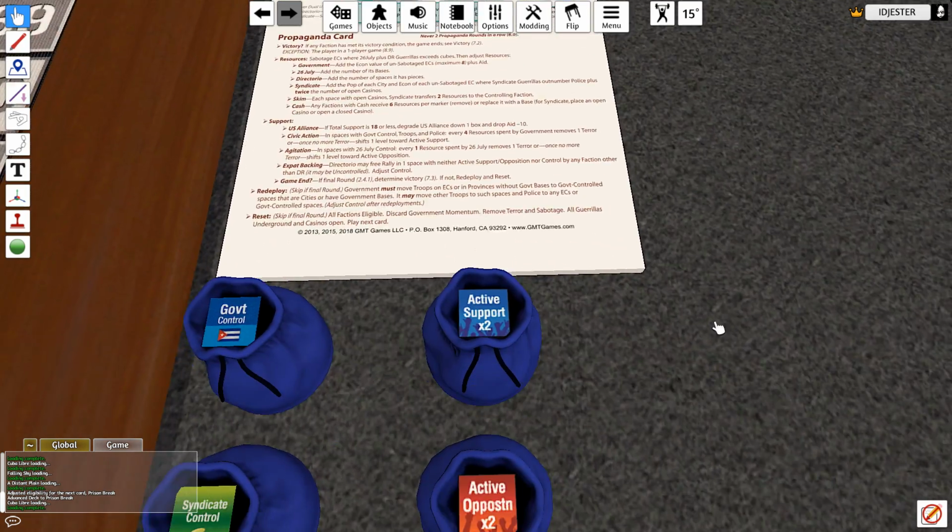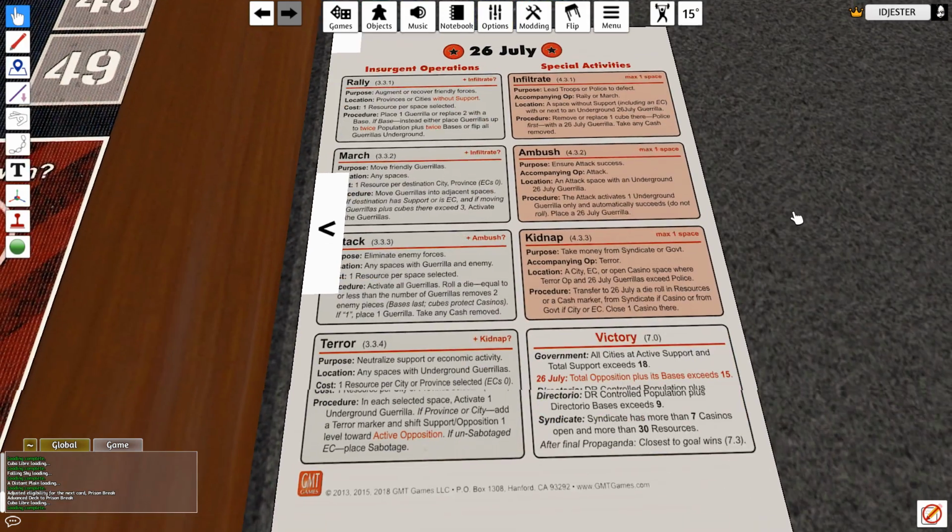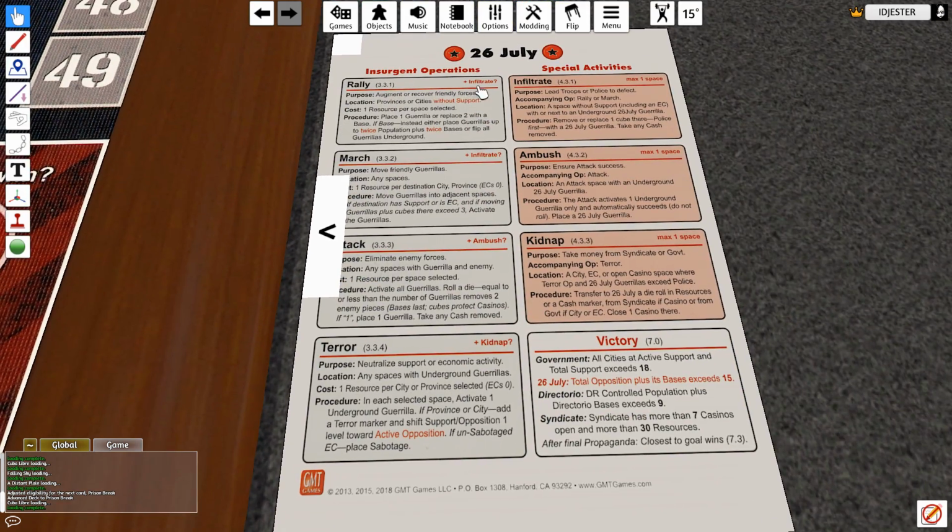If we look at the July 26 faction, if they rally, they can only infiltrate. If they march, they can only infiltrate. If they attack, they can only ambush. And if they cause terror, then the only thing they can do is kidnap.